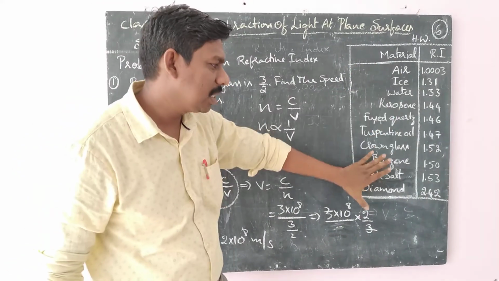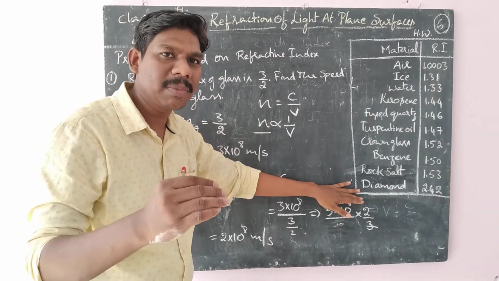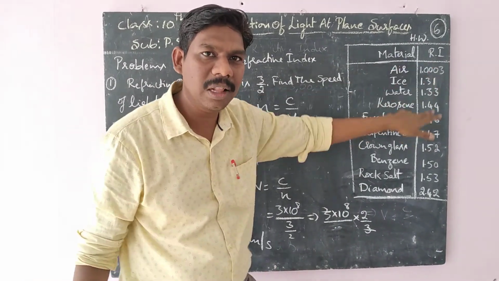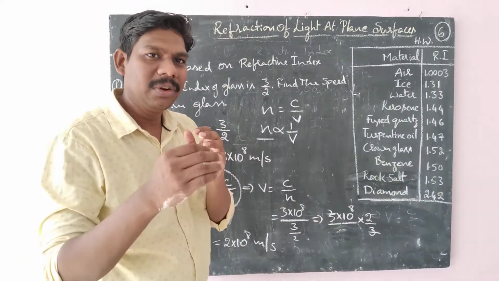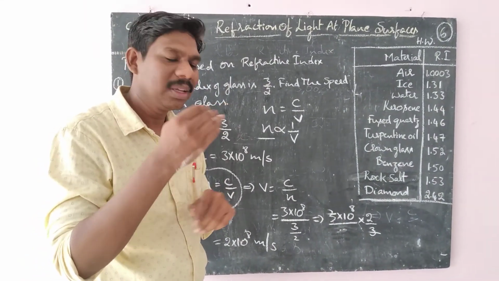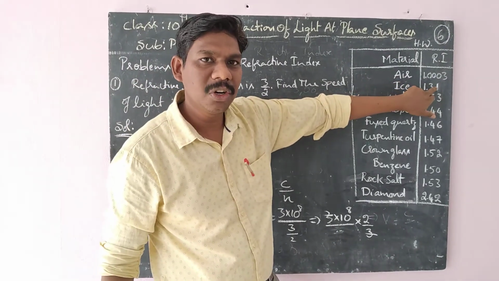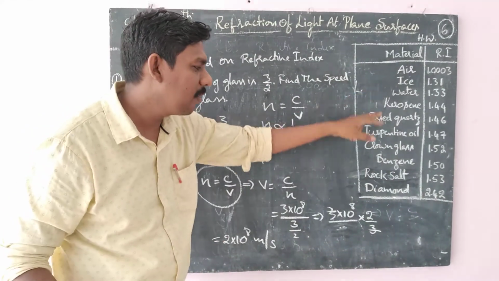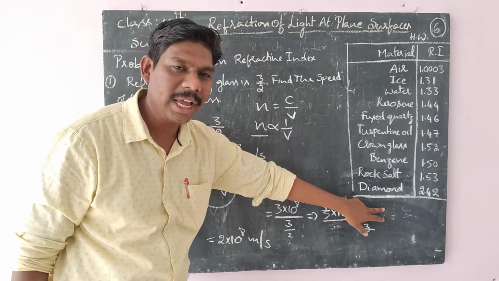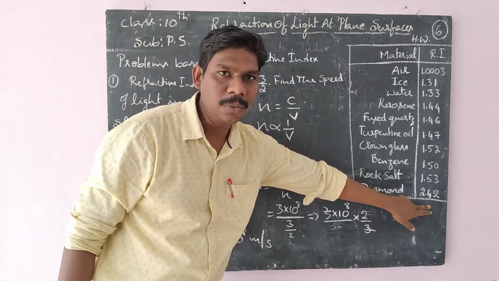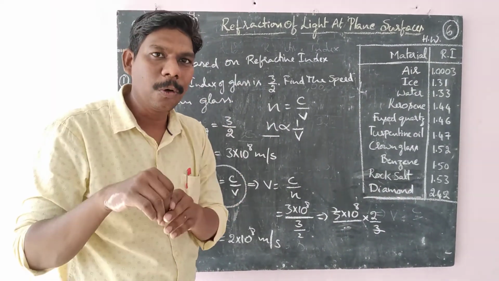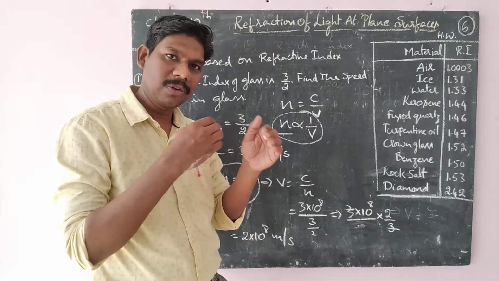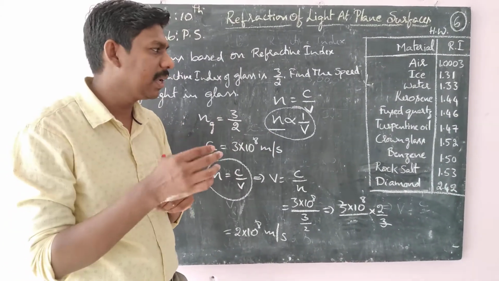Now based on the table, tell me in which medium the speed of light is more? Simply air. Why? The refractive index value is the least among all the mediums, 1.0003. In which medium is the speed of light very low, having the most refractive index value? Diamond. In diamond, the refractive index is 2.42, so the speed of light is very low. So simply based on this relation, you can say how fast or how slow the light is traveling in a medium.